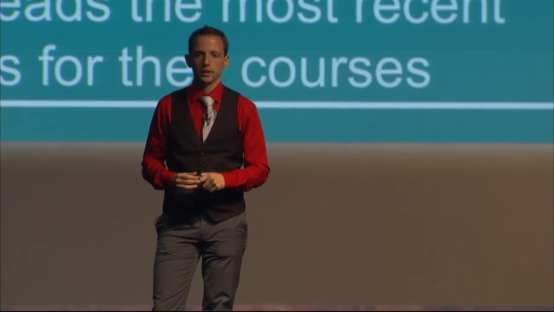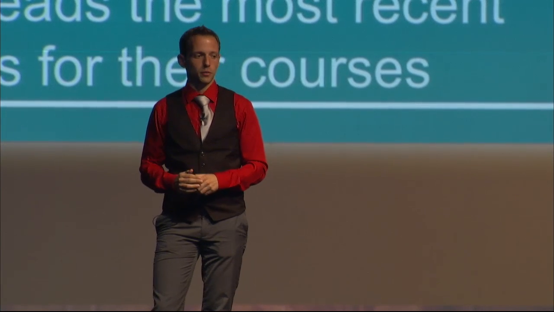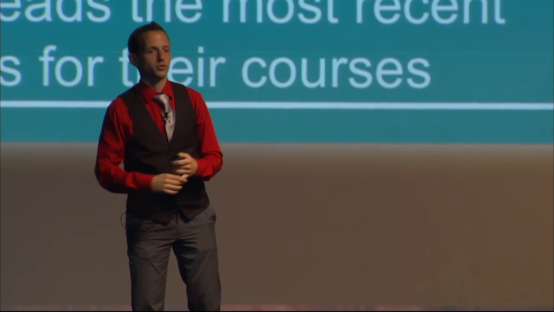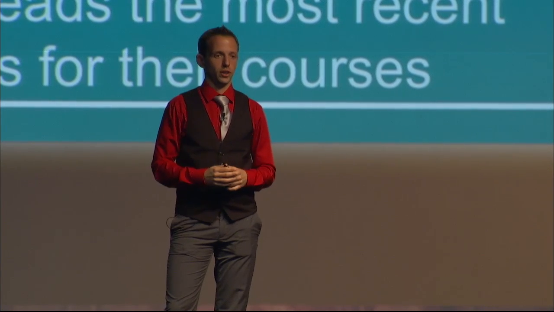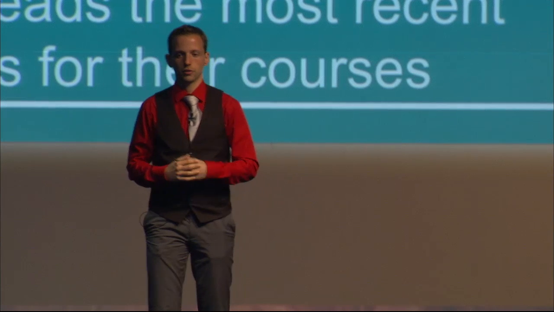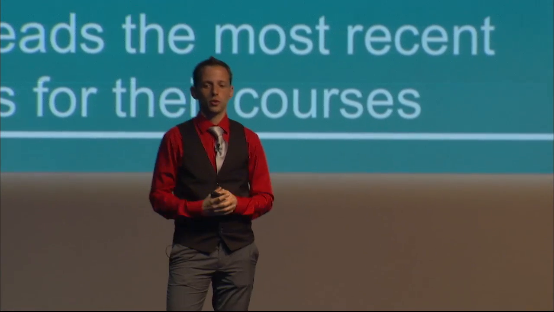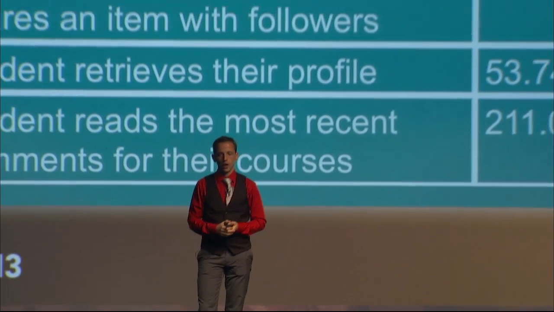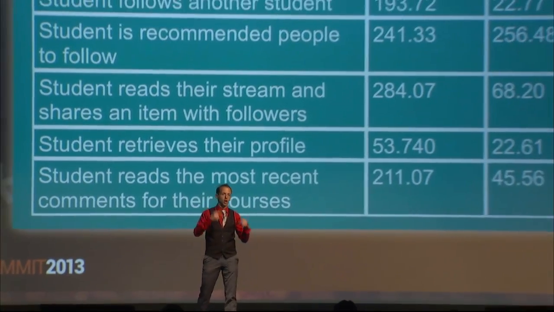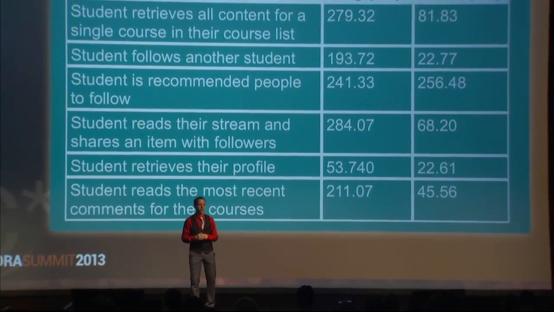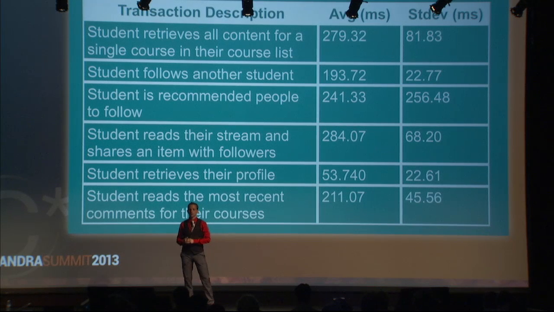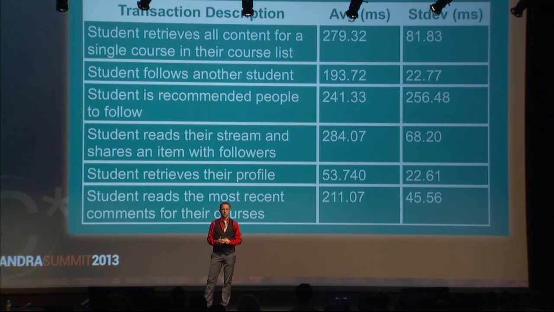I just gave you sort of an excerpt here. You see that we have transactions here like a student retrieving all of the content for a single course in their content list, so we have multiple pieces of content that are being traversed. We have adding fellowships. We have students reading their streams. We have students reading the most recent comments for all of their courses, and so on and so forth. And you can see in the column over here, we have the average transaction times for those queries. You can see those vary widely, and also the standard deviation of those varies widely, because the complexity of the individual transactions varies with that.